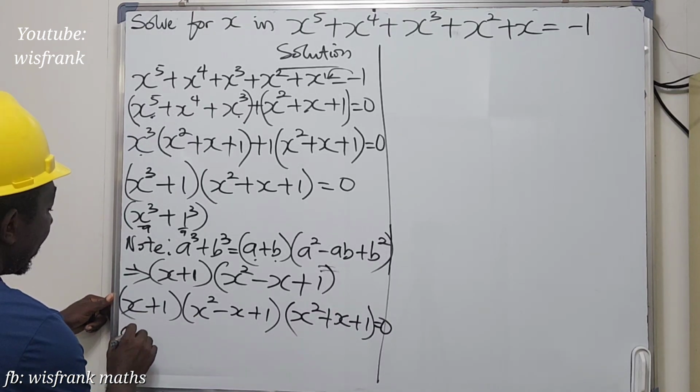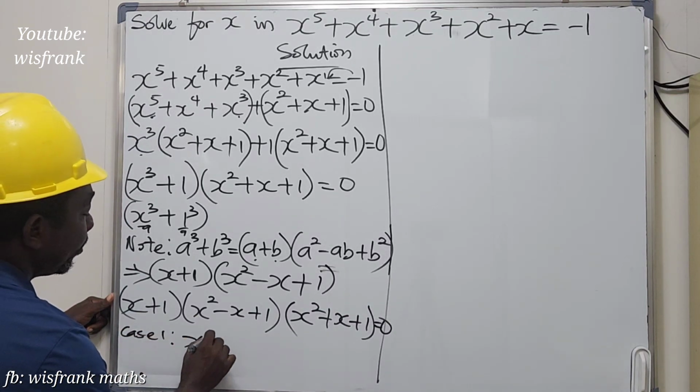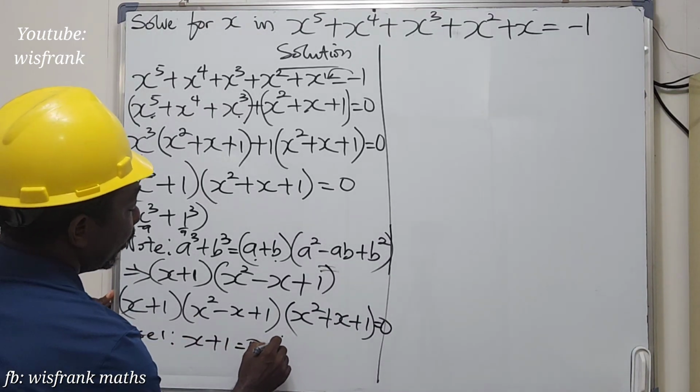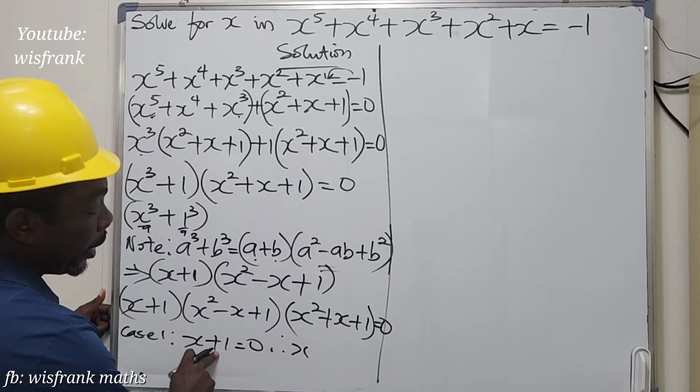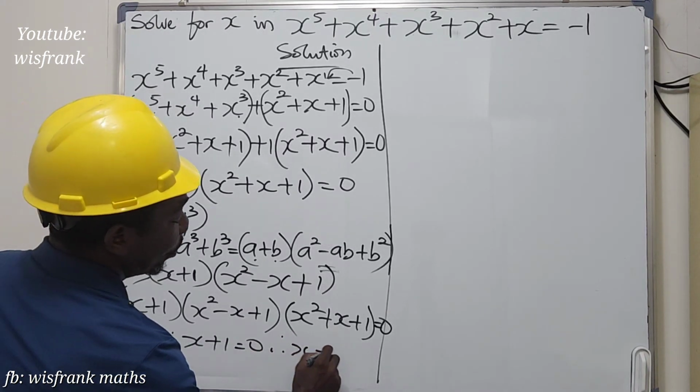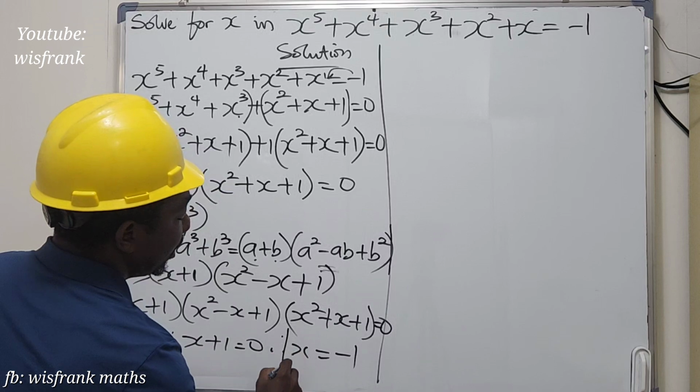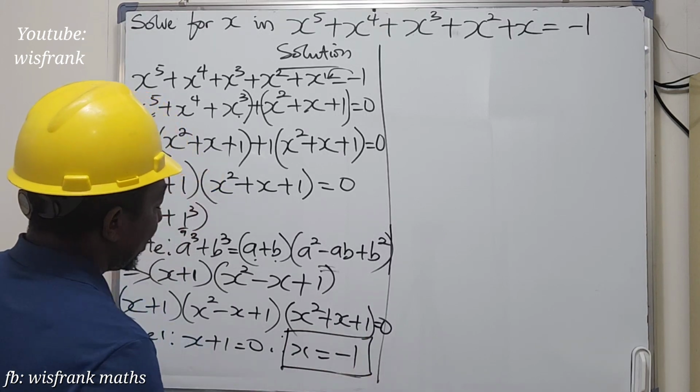So we take case 1, we have x plus 1 equals to 0. Therefore, when 1 is transposed to this other side, our x equals to minus 1. So this is the first value of x that we have.